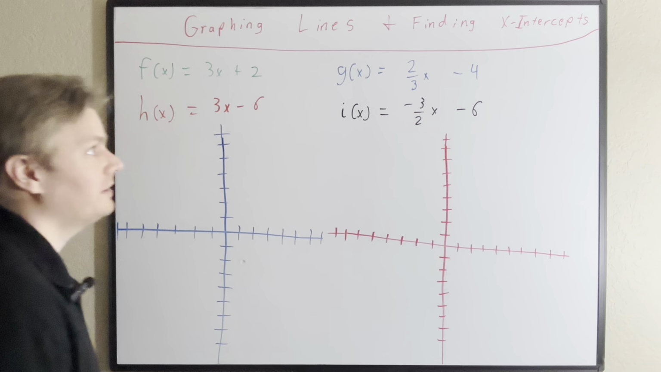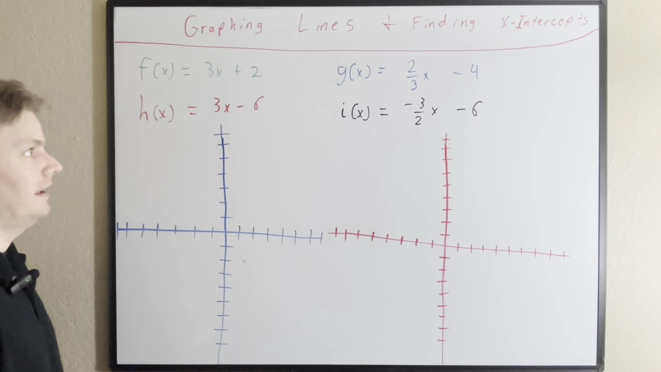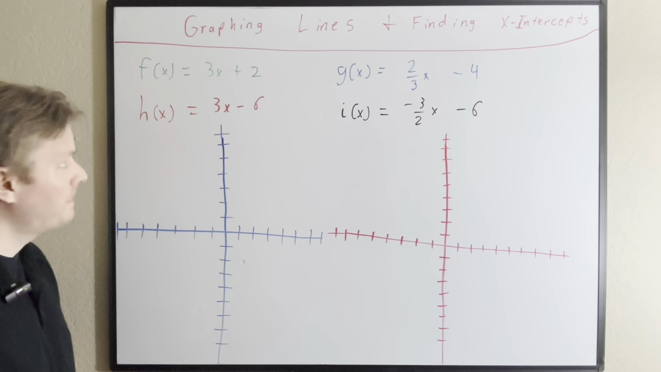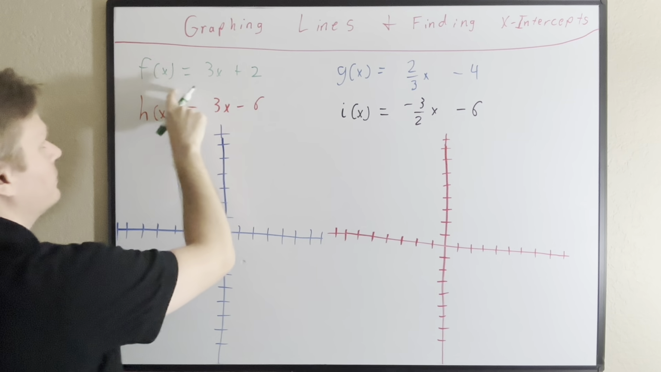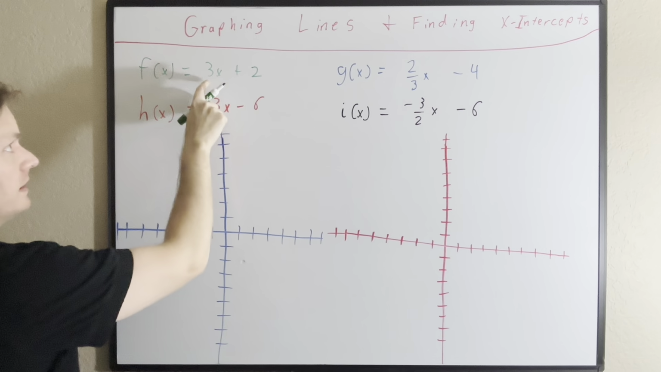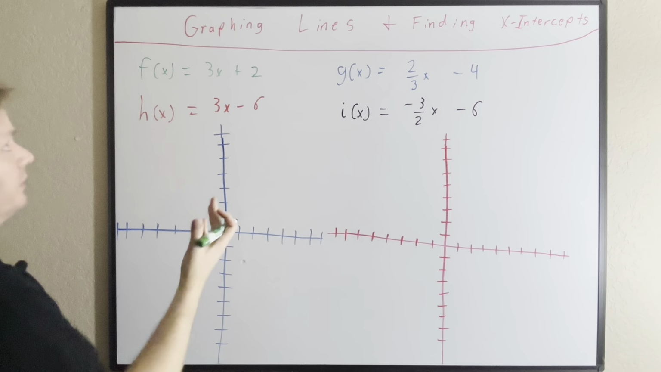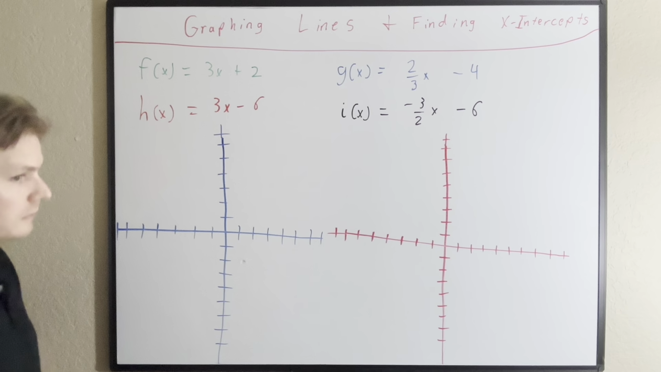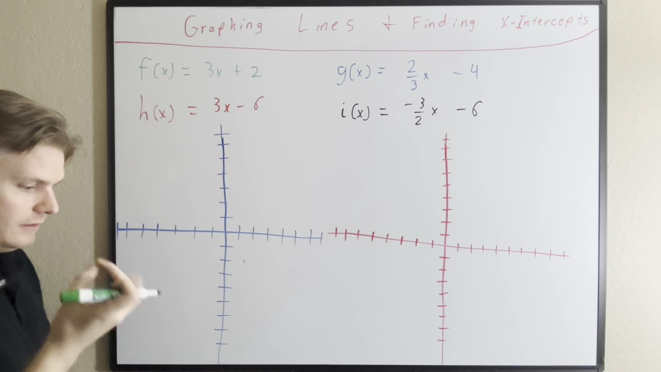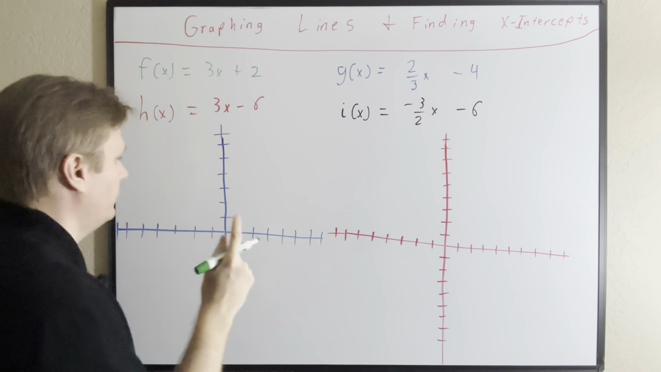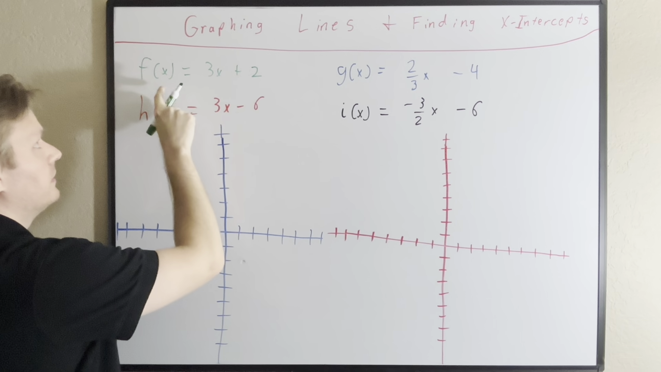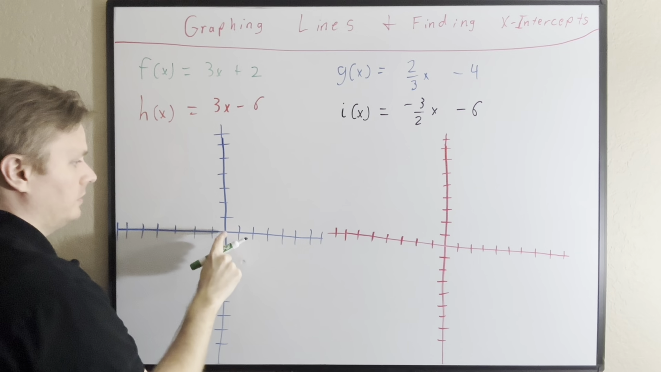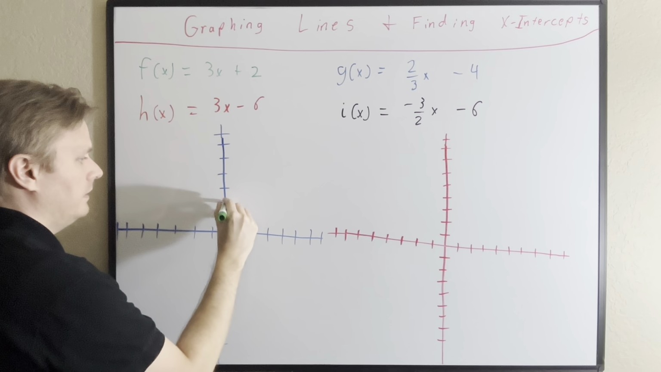All right, in this part of the video, I'm going to show you the quick way to do it and demonstrate parallel and perpendicular lines while I'm at it. First of all, let's start with this green function, f of x equals 3x plus 2. Well, we have the slope and we have the y-intercept right there. We know where that is, right? That would be at 0, positive 2. So 0, 1, 2. Right there.